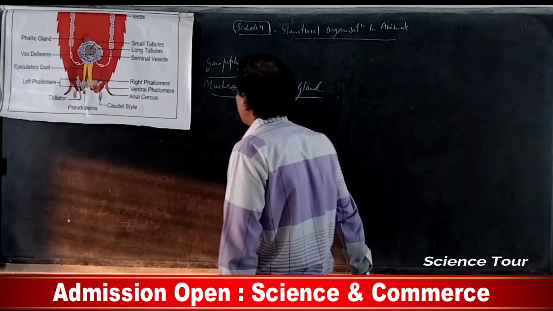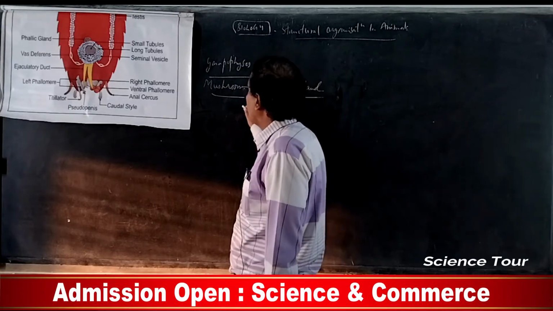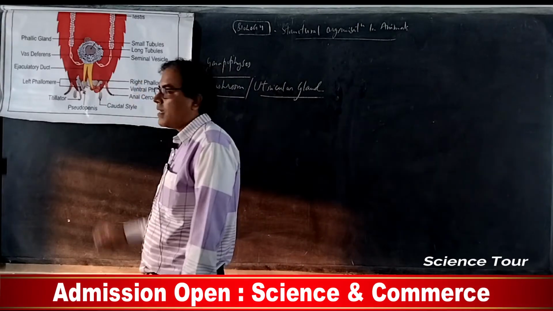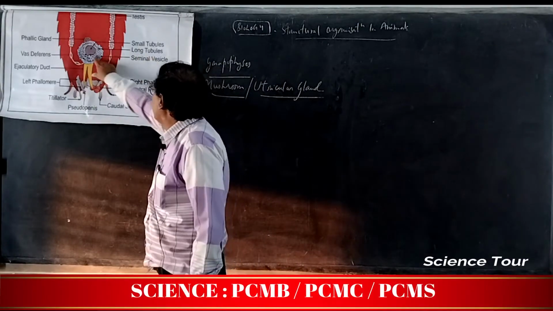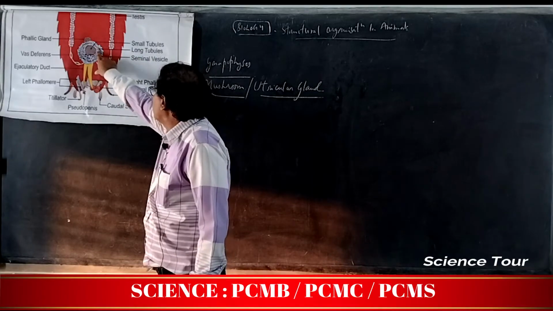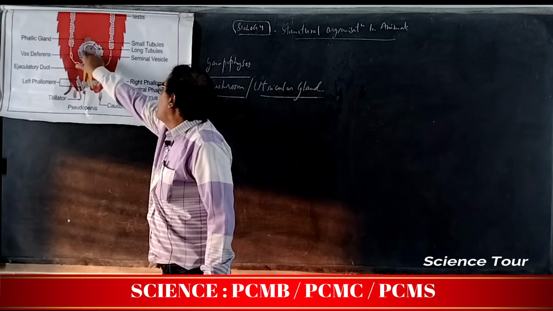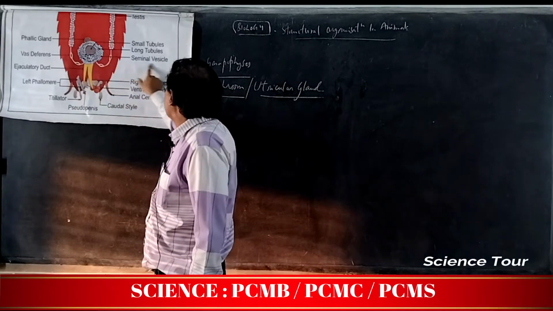Mushroom gland or utricular gland. This mushroom gland or utricular gland contains three types of tubules. One is small tubules, can you see? Another one is the long tubules: inner small tubules, outer long tubules, and there is a seminal vesicle.